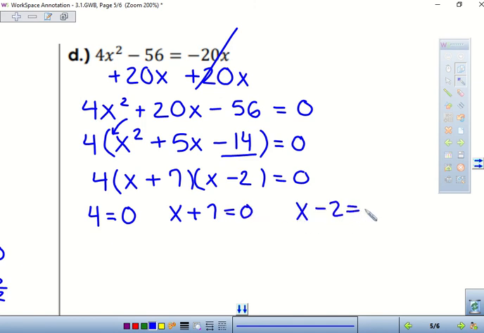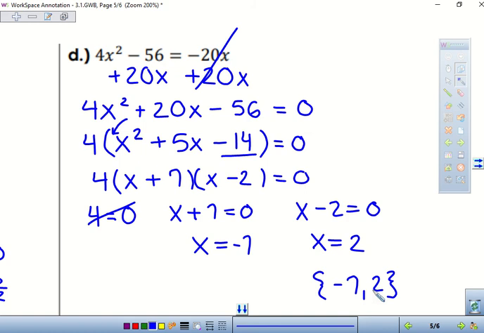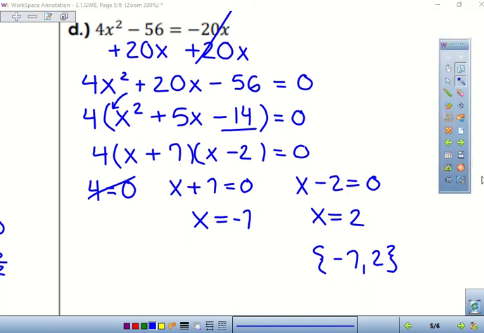And then you can solve. x equals negative 7, and x equals 2. So if you want to write it in solution set format, that's negative 7 and 2.